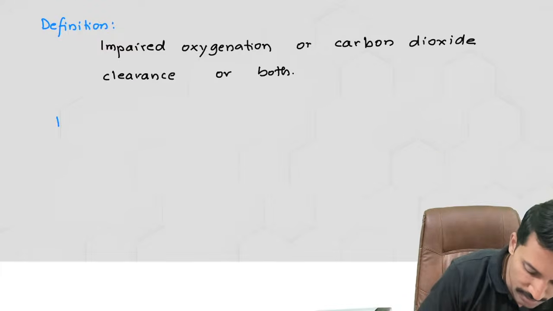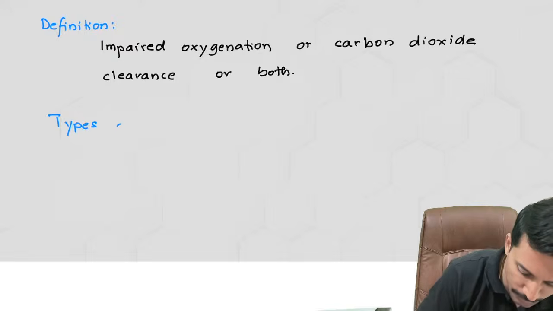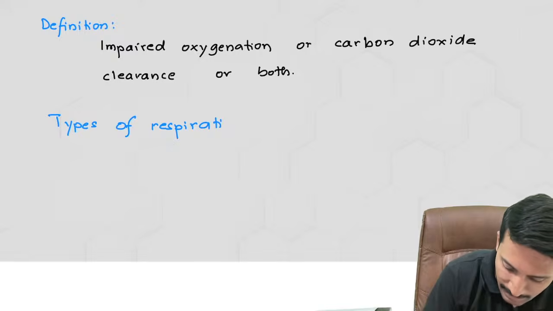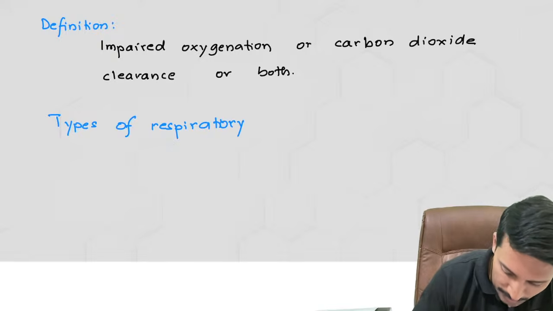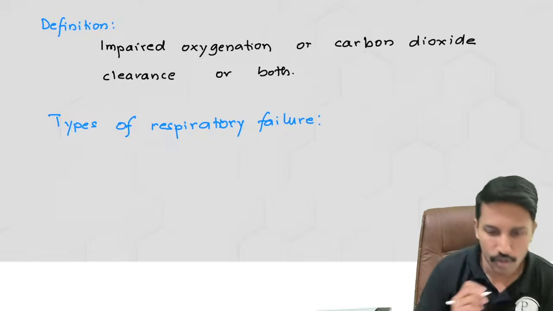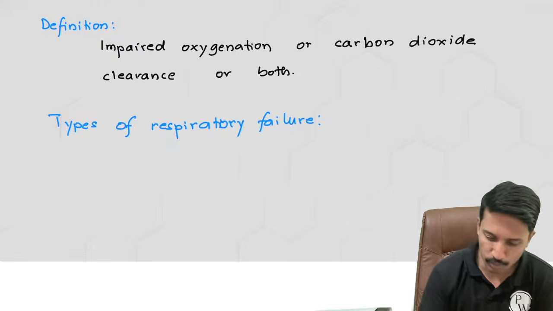Now they are going to ask you to explain briefly the types of respiratory failure. So the next thing we will address is types of respiratory failure. And when we talk about types of respiratory failure, we should write the ABG findings in that particular type of respiratory failure. And then we should at least mention 3 to 4 causes. Okay, so types of respiratory failure.